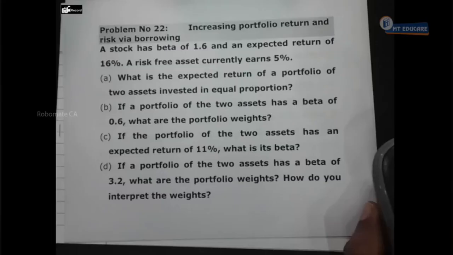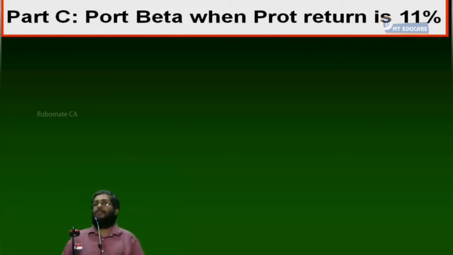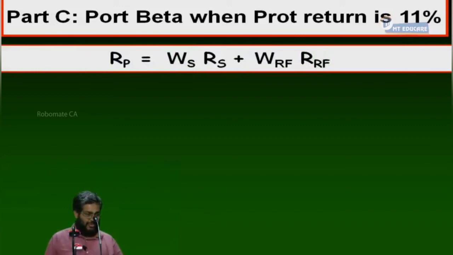Part C. Portfolio beta when portfolio return is 11%. Now, what is the return of the portfolio? Weighted average return of the individual securities. Right? RP, the return of portfolio, is equal to WS RS, weight of security and return of security, plus what? WRF RF. WS RS plus WRF RF.